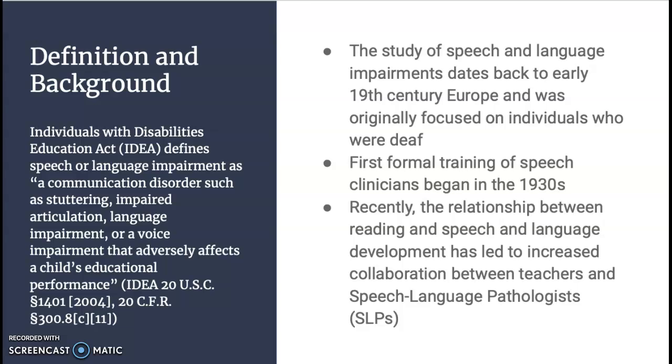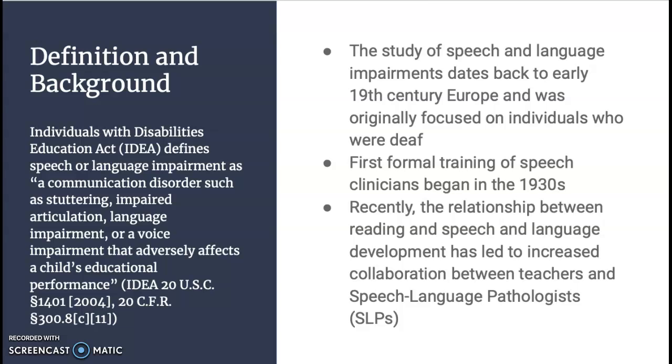First, I want to give a little background and definition. The IDEA, Individuals with Disabilities Education Act, defines speech or language impairments as a communication disorder such as stuttering, impaired articulation, language impairment, or a voice impairment that adversely affects a child's educational performance. So some sort of deficit with their communication that is negatively affecting their academics and education.